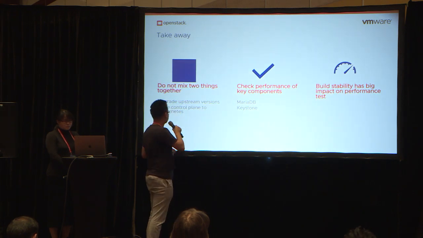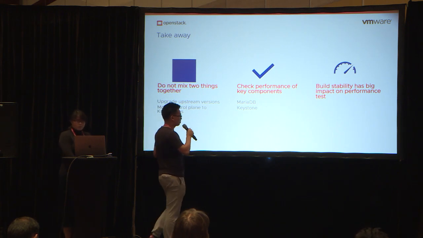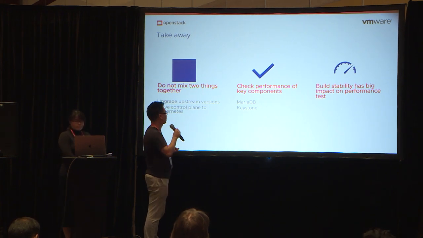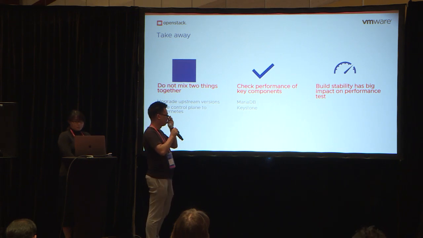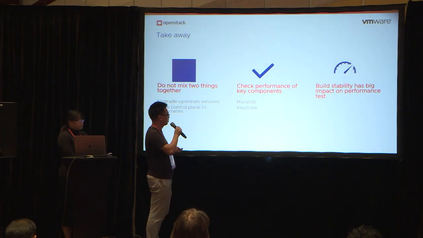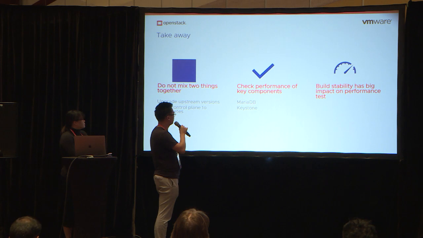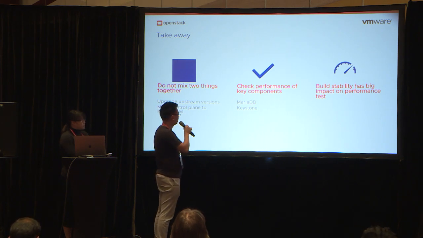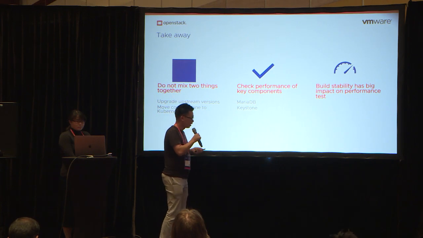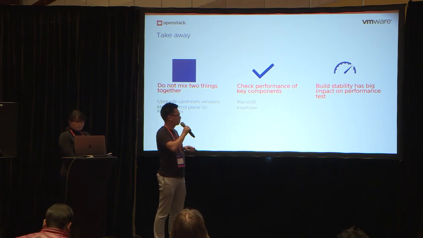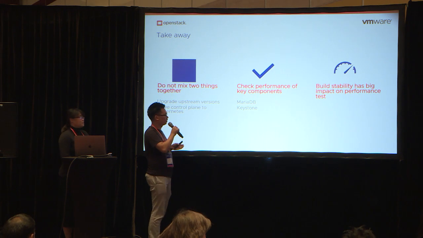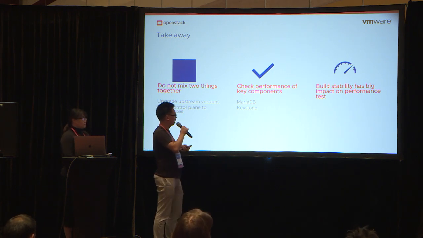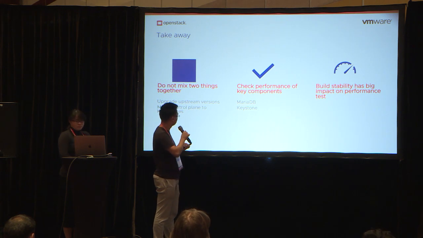So what can we take away? Some quick takeaways: when we migrate things, don't mix two things together. The first one, we changed the upstream versions, and we also changed our underlying infrastructure from VM to Kubernetes. With these two things, it's hard to tell which one brings the issues. And we need to check the key performance of key components like MariaDB and Keystone. And the last one is that during our testing, because everything is on the new infrastructure, the stability of our self-built product is also an issue.